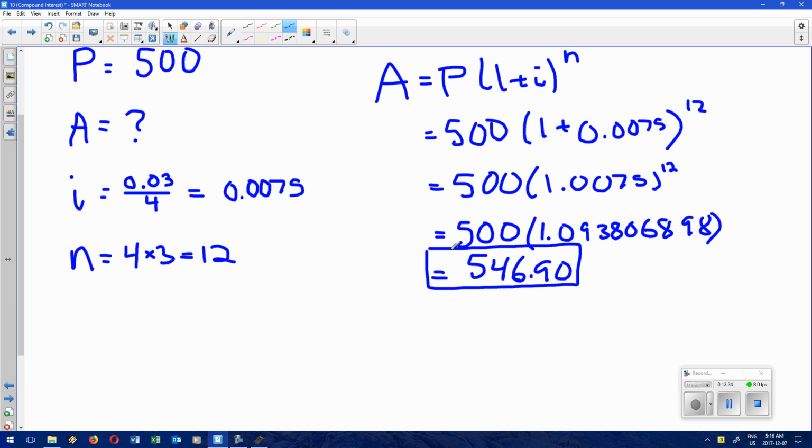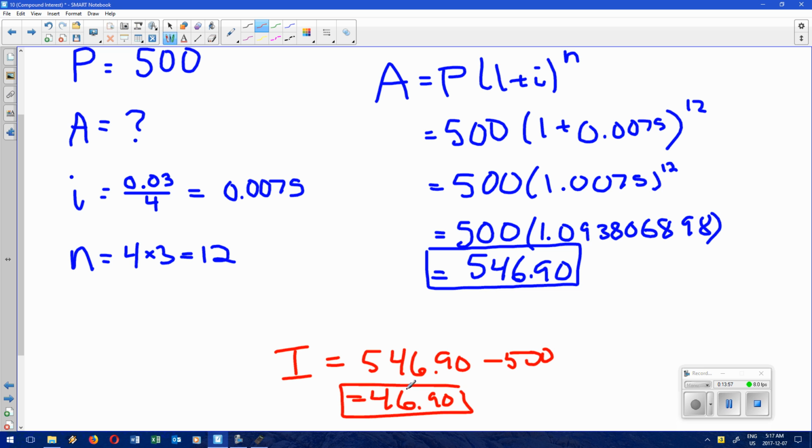Okay, a follow-up question that I could ask is how much of this is actually interest, right? How much interest did you actually earn? So capital I from the other day. Well, this is my new total. So if I now have 546.90, I just take away the initial investment. So that's how much interest was actually earned in those 3 years, $46.90. This is how much is in the bank, and that's how much of it is interest.